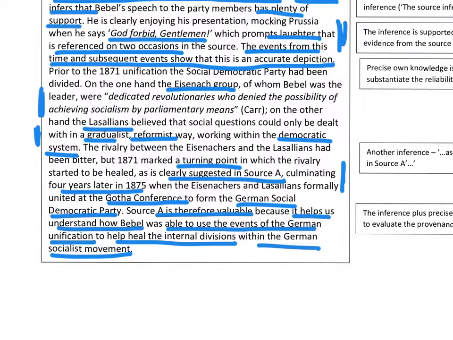Now that's only part of the answer. My next paragraph, which I haven't written, would then start talking about the potential weaknesses of the source. It would move into the issue about bias, about the fact that Bebel is exaggerating the opposition to Prussian dominance. It makes no mention of the national liberals and the middle class support for unification, etc., etc. But that's another paragraph. I've only written 2 paragraphs here to demonstrate the point.